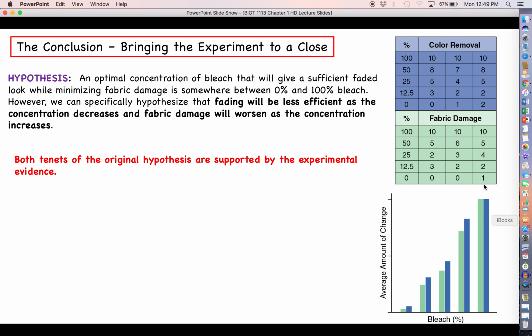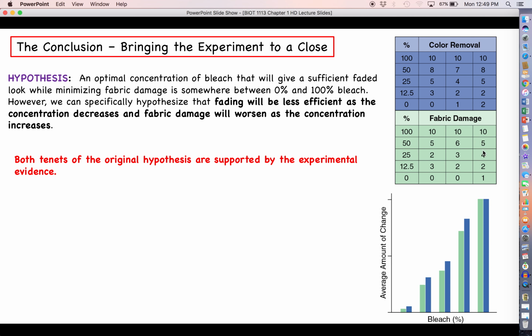Okay, let's look at the fabric damage then. As we thought, at 100% bleach, the fabric damage is as bad as it could possibly be. We see, again, 10s across the board. In pure water, we get almost no fabric damage, and then as you go from high to low concentration, 10, 5, 2, 3, 0, 10, 6, 3, 2, 0, 10, 5, 4, 2, 1.